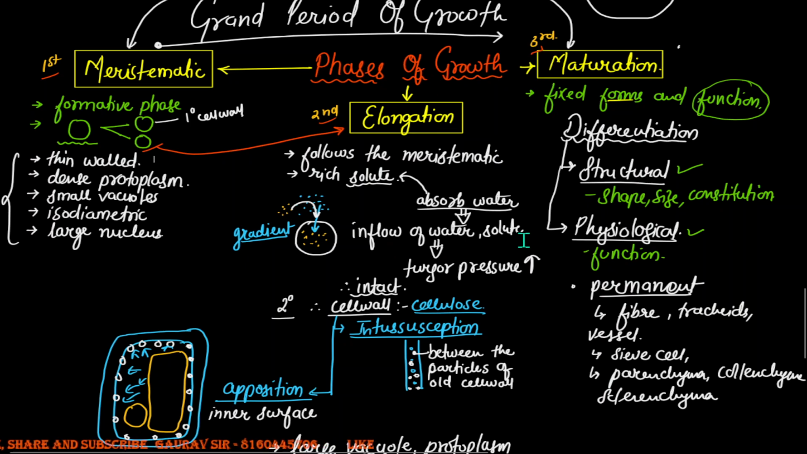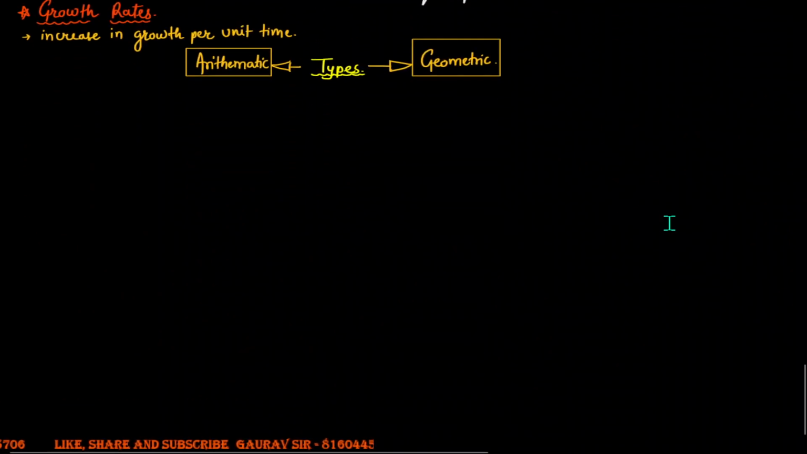We discussed two theories that can be considered for the development of the cell wall. First of them was intussusception and the second was apposition. Then once the cell has accumulated enough protoplasm and has grown sufficiently, it would enter into the phase of maturation, whereby it will differentiate itself and take up a fixed form and function. When it takes up the fixed form, it is referred to as structural differentiation, and when it takes up the fixed, specialized function, it is called physiological differentiation. So now, coming back to the topic, let's have a discussion on growth rates.